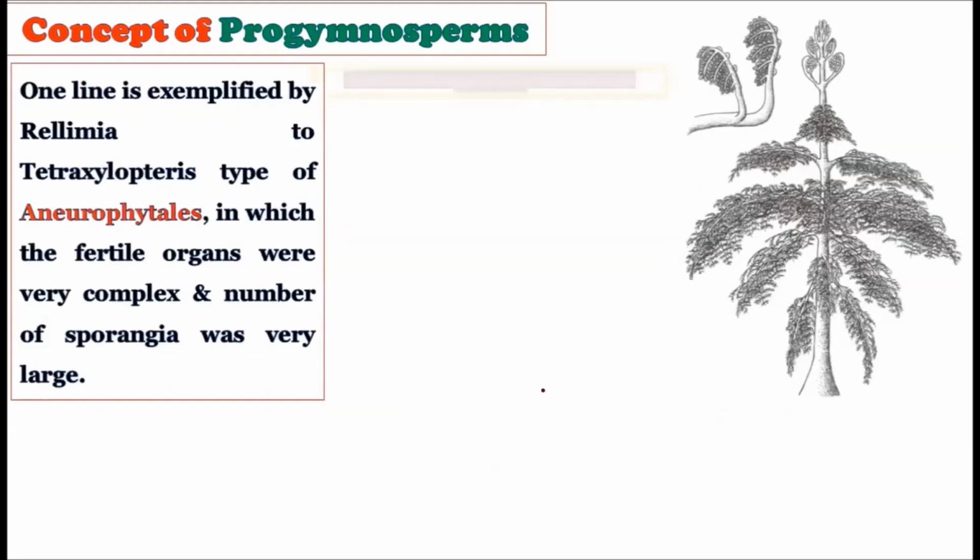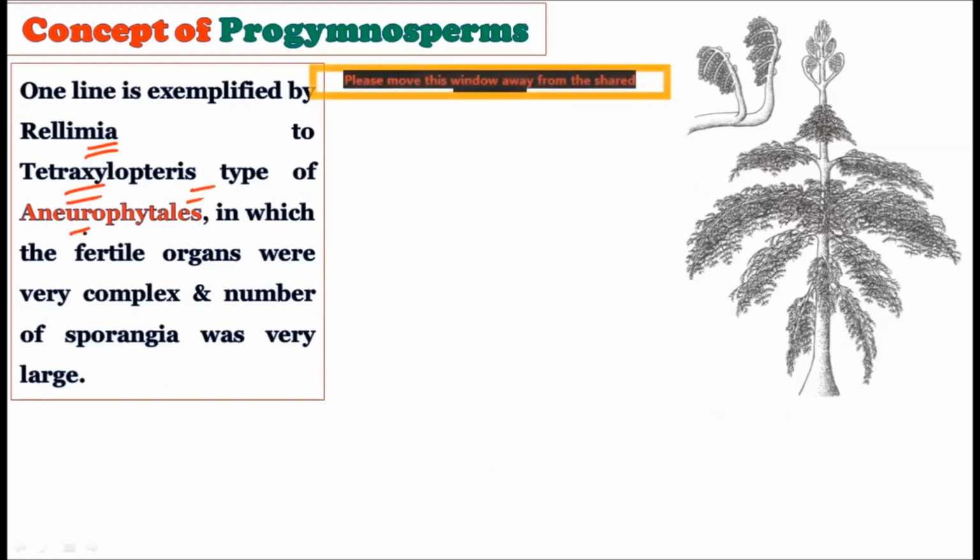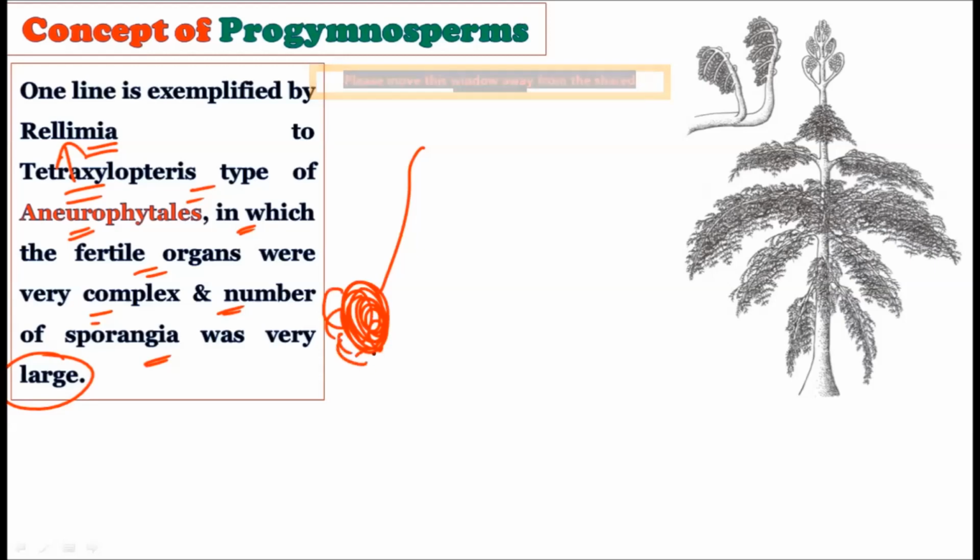Now, one line is exemplified by the Rellimia to Tetraxylopteris type of Aneurophytes, in which the fertile organs were very complex and the number of sporangia was very large. According to this line, found in Rellimia-like plants, the fertile organs show very complex characteristics and are present in very large numbers.